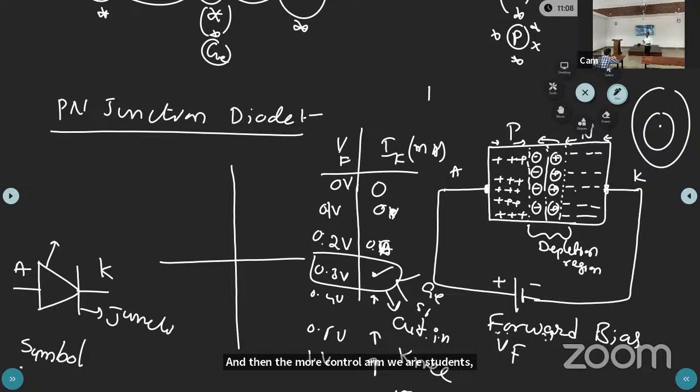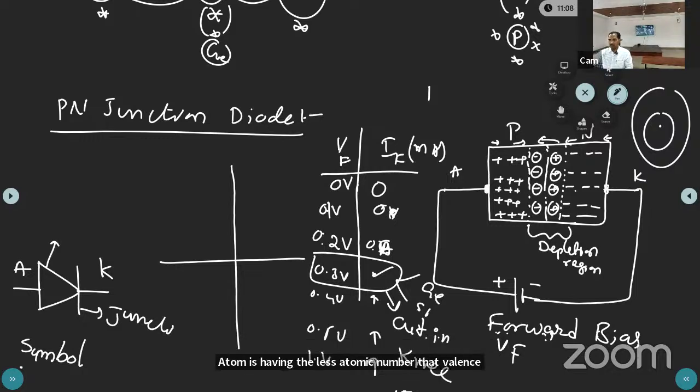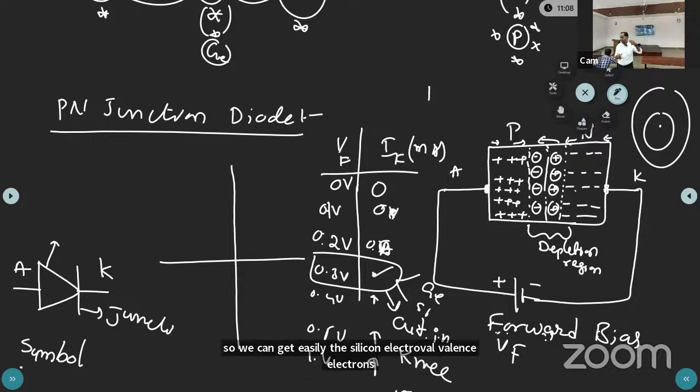And similarly here also, the atom with the lower atomic number has a greater attraction of the nucleus on the valence electrons, because the radius is less. The atom with the higher atomic number has less attraction of the nucleus on the valence electrons. Okay, so we can get the germanium valence electrons easily, because it has a large atomic number, and silicon is only 14. There is more power of the nucleus on silicon's valence electrons.